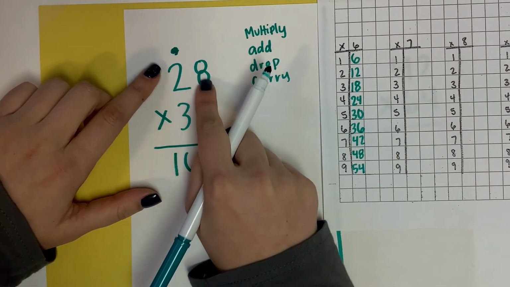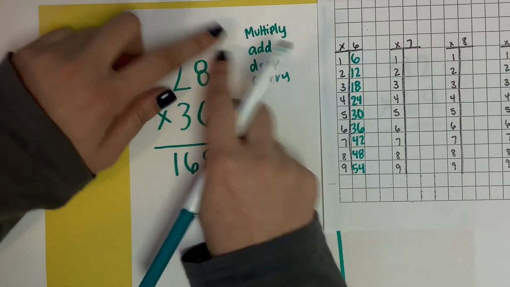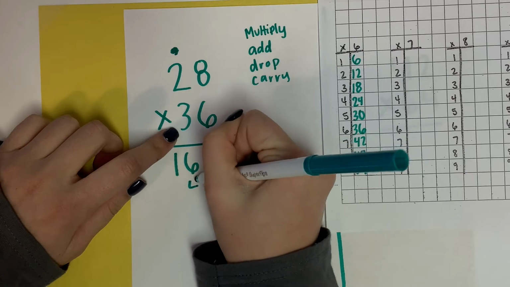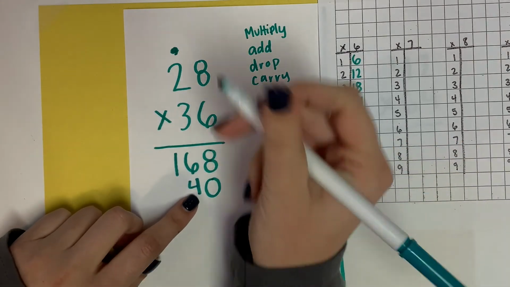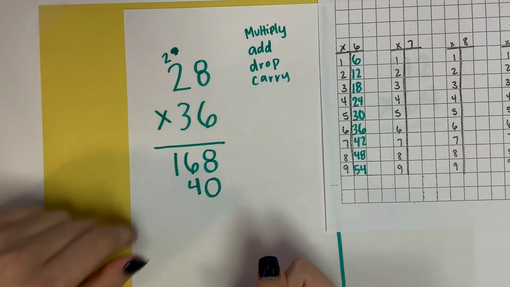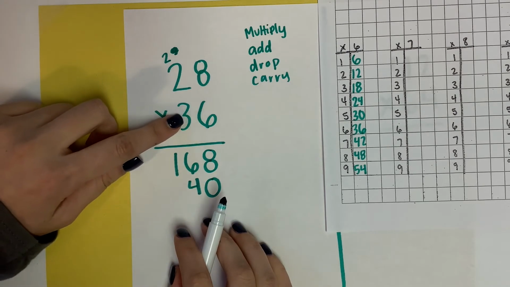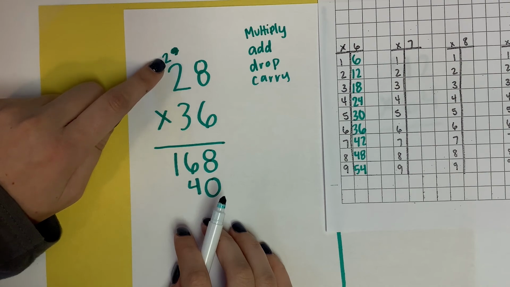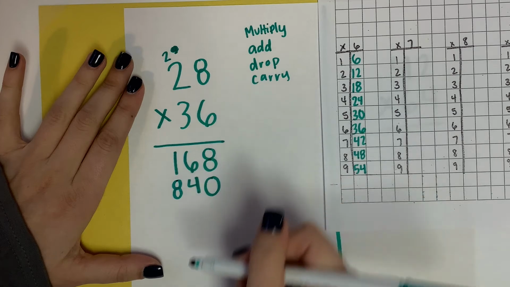So I multiplied 3 times 8, 24. There's nothing up here to add. So now I'm going to drop the ones, which is 4. And I'm going to carry the 2 from the 24 up here. Do you see why it's good that I scratched that out? Now I'm going to do the same thing again. Multiply. 3 times 2 is 6. Add the 2, 7, 8. Drop, and there's nothing to carry.